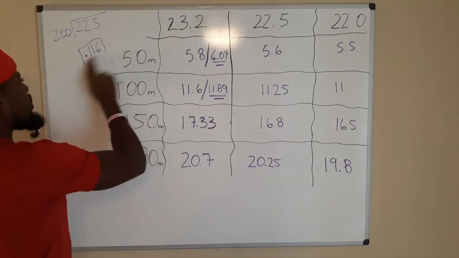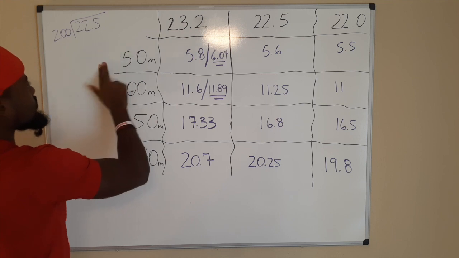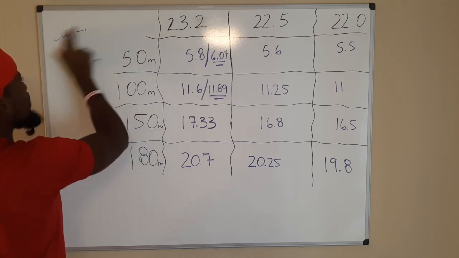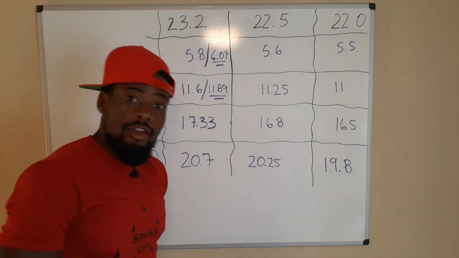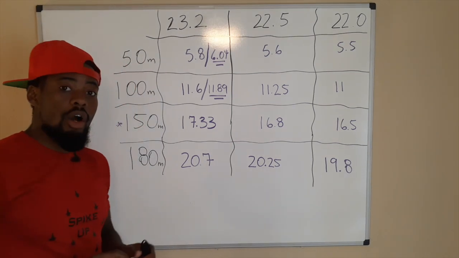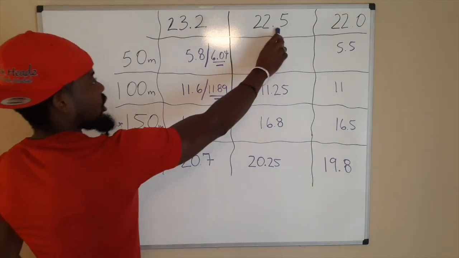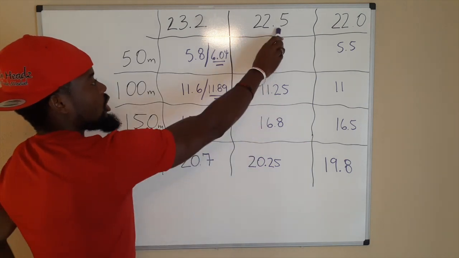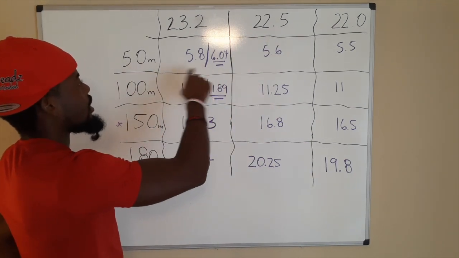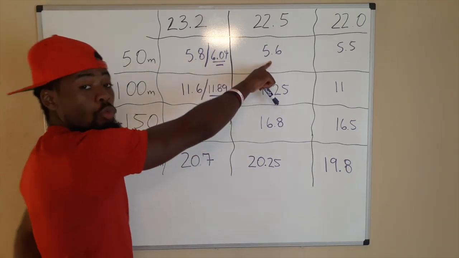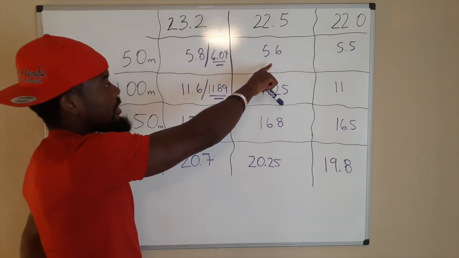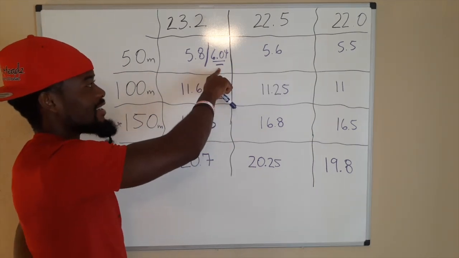So, now that that's out of the way, let's look at what I did wrong. My goal was to run 22.5. In order to run 22.5, I would have had to come through the 50 in 5.6 seconds. Instead, I came through the 50 at 6.04.